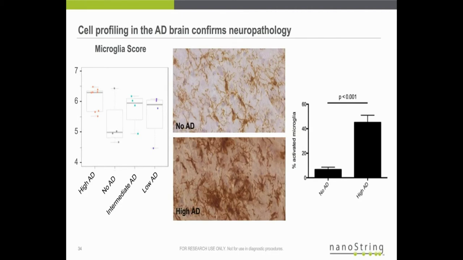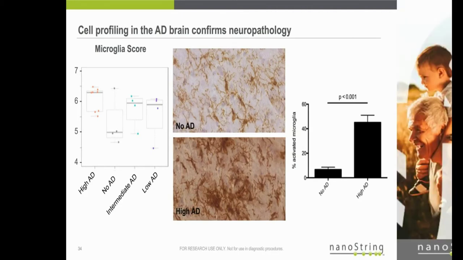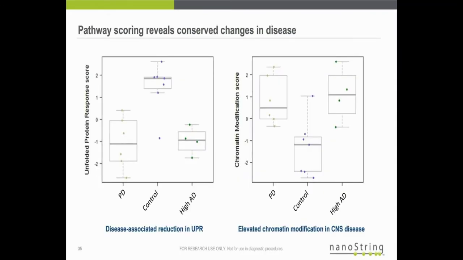Now look across diseases, and here we're comparing human AD hippocampus to hippocampus from Parkinson's patients at a late stage of disease. We can see some alterations that are conserved across different diseases as compared to the control patient. So in this case, you can see on the left that the unfolded protein response, which is obviously important for maintaining proteostasis, is reduced in both AD and PD, while on the right, you can see that chromatin modification seems to be elevated in both conditions, highlighting some shared mechanisms that may be important for pathogenesis and treatment across multiple neurodegenerative conditions.